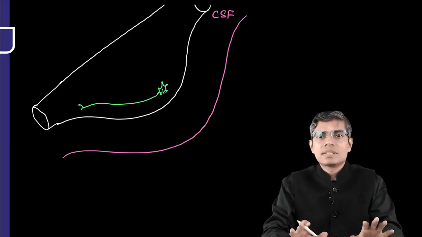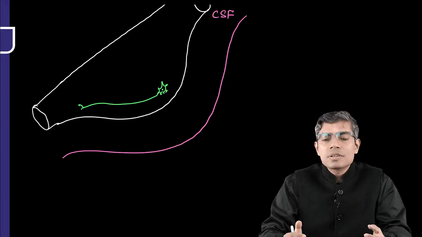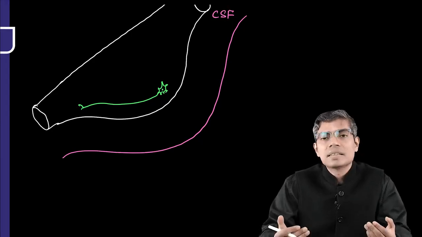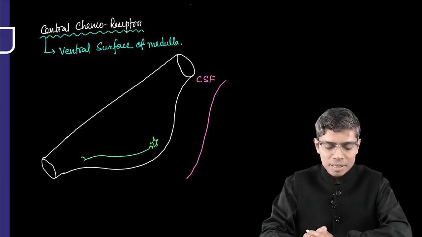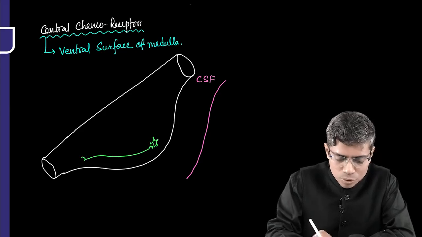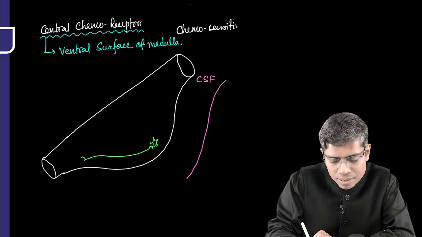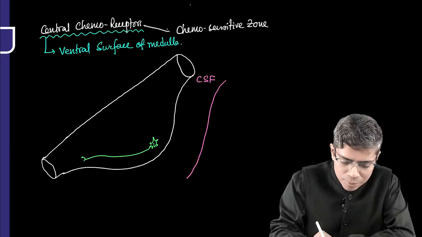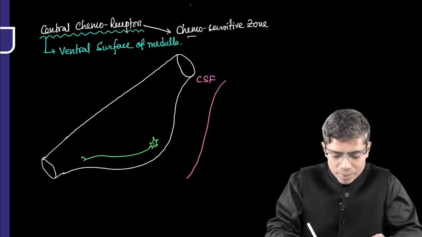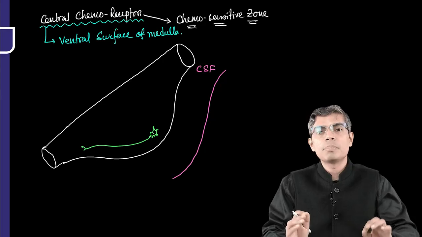So it is not like glomus cell. Glomus cell is not there at the level of medulla, obviously. Neurons will be there. Some neurons can detect certain chemical signals and they are chemosensitive neurons. That's why this region of the ventral surface of the medulla is known as the chemosensitive zone. So basically, the central chemoreceptor is nothing but the chemosensitive zone, which is located at the ventral surface of the medulla.